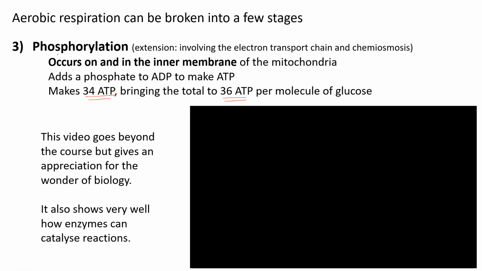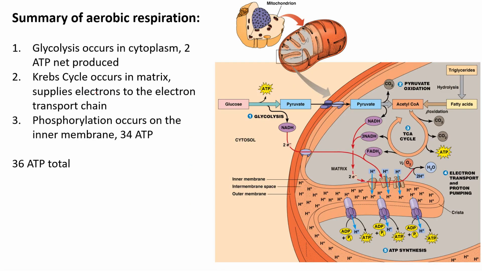You just need to know the name of the process, phosphorylation, putting on a phosphorus, that's what it means, where it occurs on and in the inner membrane of the mitochondria. It adds a phosphate to ADP to make ATP, and it makes 34 ATP. So we can summarize that just here.